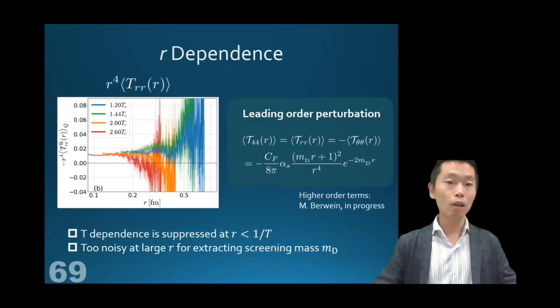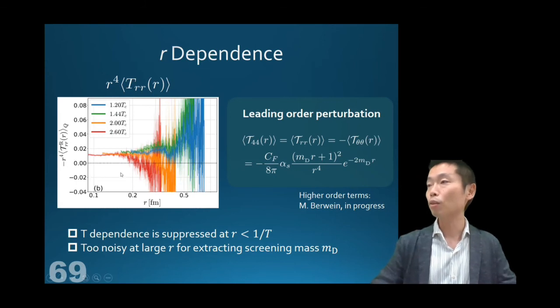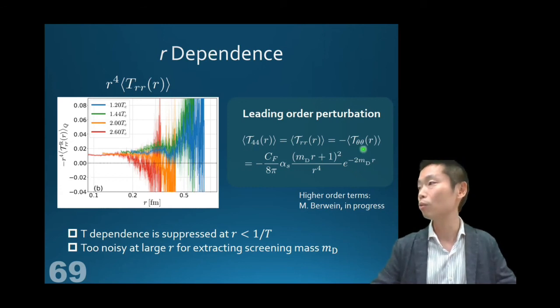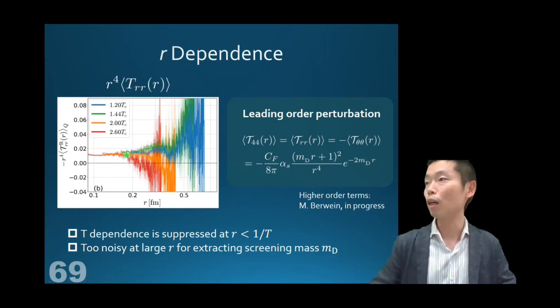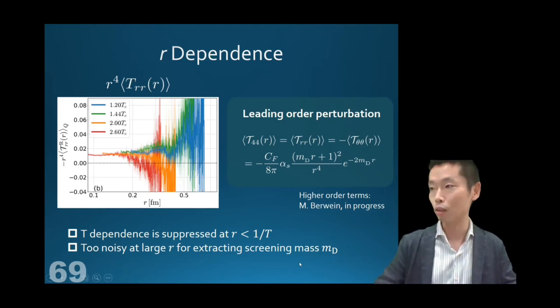Okay, and in this panel, I show the TRR in this representation. This R is the physical distance, and here I show the result for 4 temperatures. And at the leading order perturbation, these 3 quantities should behave like this. So we would extract alpha s for small distances and the Debye screening mass at large distances. But unfortunately, the error becomes large, and we gave up the analysis of the screening mass.